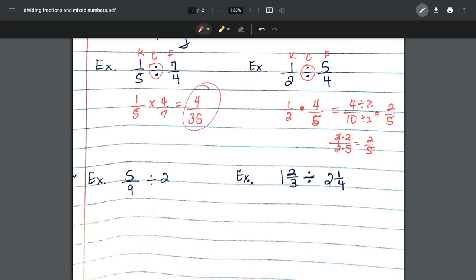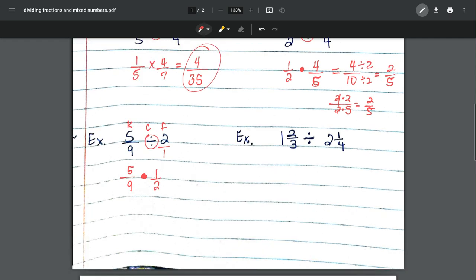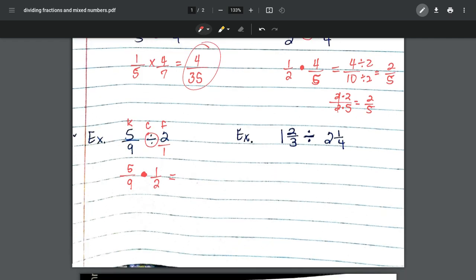All right, if you have a whole number, let's fix this. Let's put it over 1, okay? There are no mixed numbers to clear out, so I just go with keep, change, flip. I'm going to keep the first fraction, change division to multiplication, and flip, or use the reciprocal of, 2, which is 1/2. Now, since you changed it to multiplication, just apply your multiplication rules. Top times top is 5, and bottom times bottom, 9 times 2, is 18. That's all you can do. It's already in simplest form.